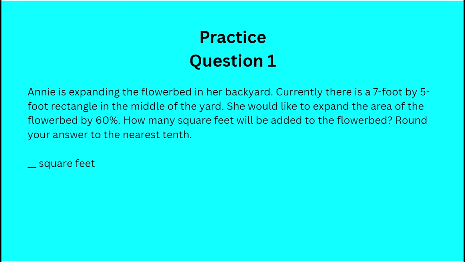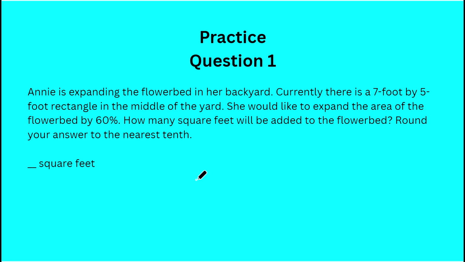Okay, here are practice question number 1. This is at the end of the lesson. You'll just want to jot your answer down so you can fill it in later. Annie is expanding the flower bed in her backyard. Currently, there is a 7-foot by 5-foot rectangle in the middle of the yard. She would like to expand the area of the flower bed by 60%. How many square feet will be added to the flower bed? Round your answer to the nearest tenth. So pause this, try to figure it out, come back, and we'll work through it together.